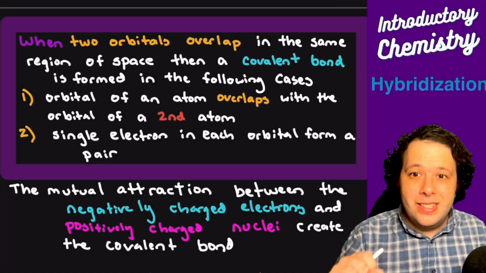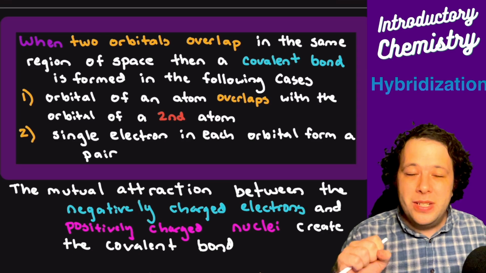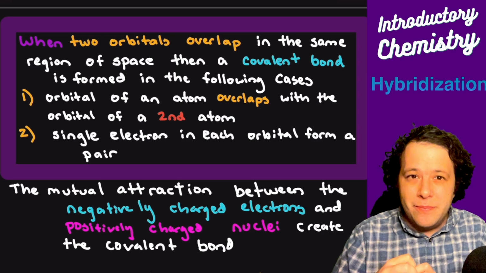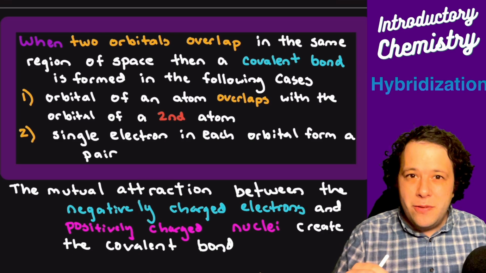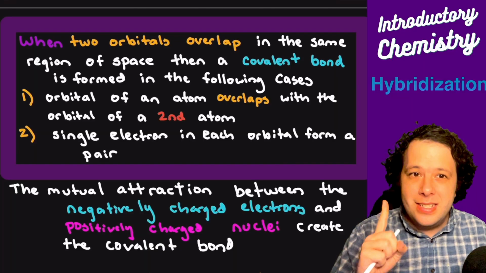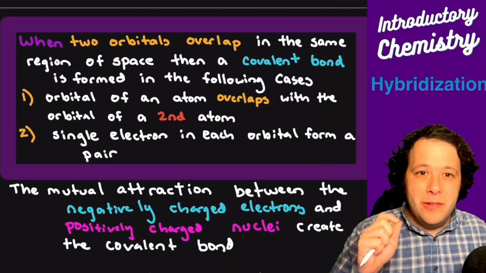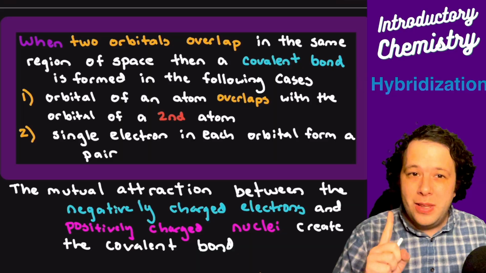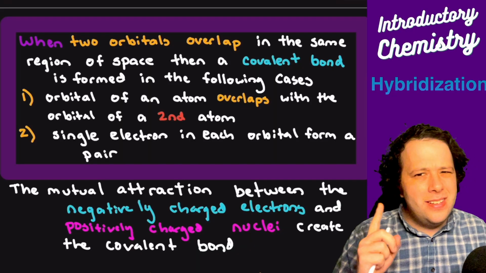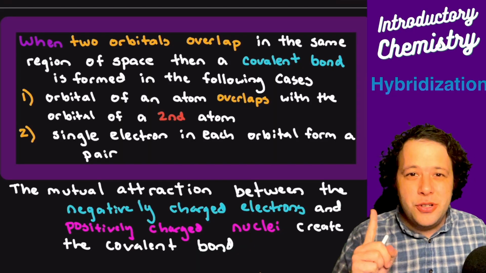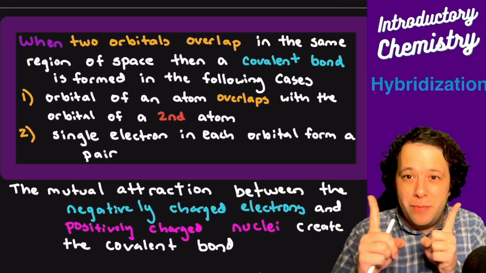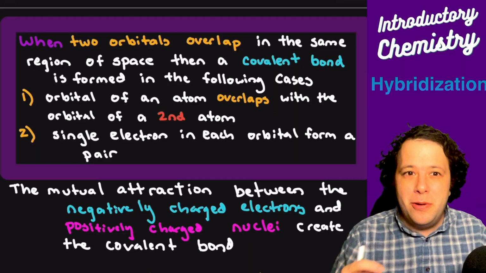Specifically, a covalent bond is formed when two orbitals are overlapping. In order for this to work, the following cases need to be in play. The orbital of one atom has to overlap with the orbital of the second. The next thing is that each one has to have a single electron in order for them to both be shared.